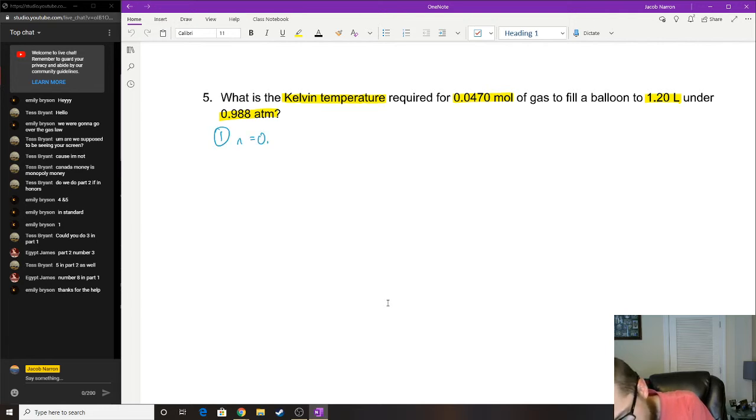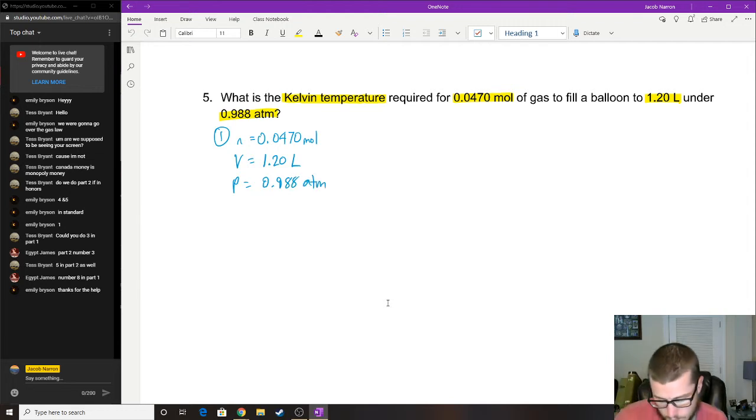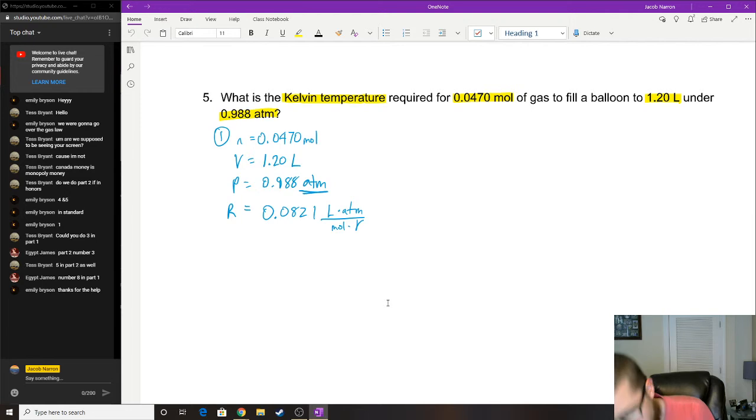Number of moles, 0.0470 mole. Volume is going to be 1.20 liters. Pressure is going to be 0.988 atmospheres. My R value needs to have atmospheres in it because that's my unit for pressure. So I'll use 0.0821, and that's going to be liters times atmospheres over moles times Kelvin.